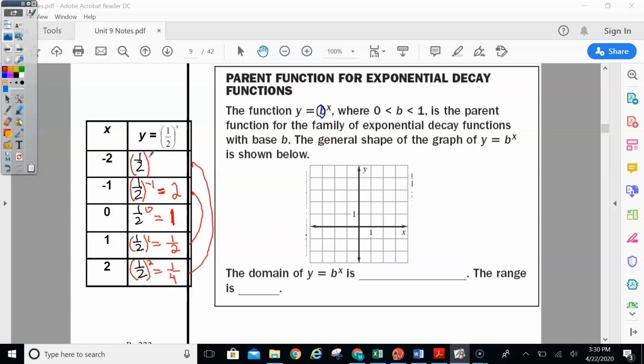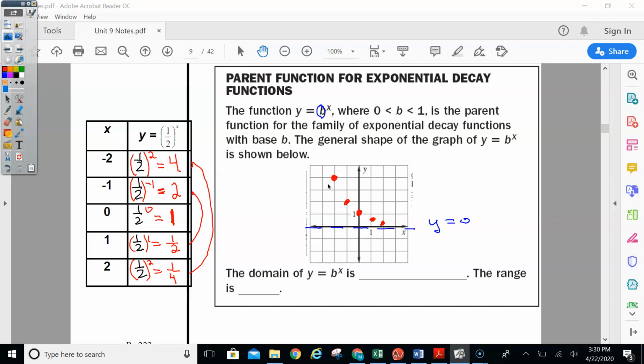So here, if you make this one go to the 2nd power, you flip it around and you get 2 over 1. 2 over 1 squared, 2 squared is just 4. So here you start at -2, now you start up at 4, and it's going to go down because it's decaying. So -1 is at 2, 0 is at 1, 1 is at a half, and 2 is at a quarter. So the horizontal asymptote is still the x-axis here, which is y equals 0.